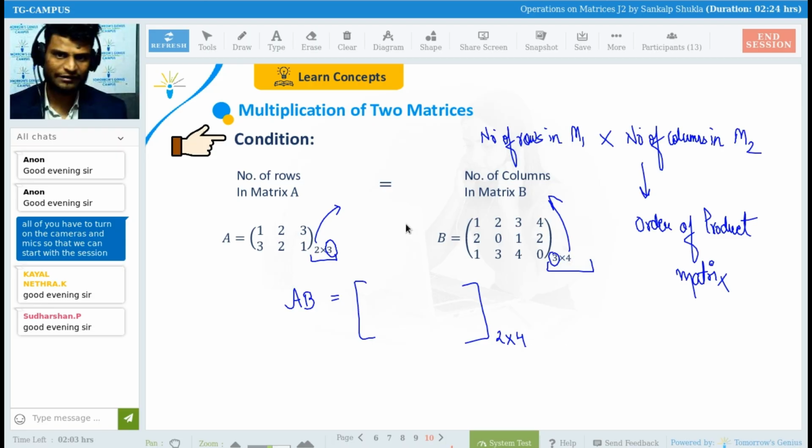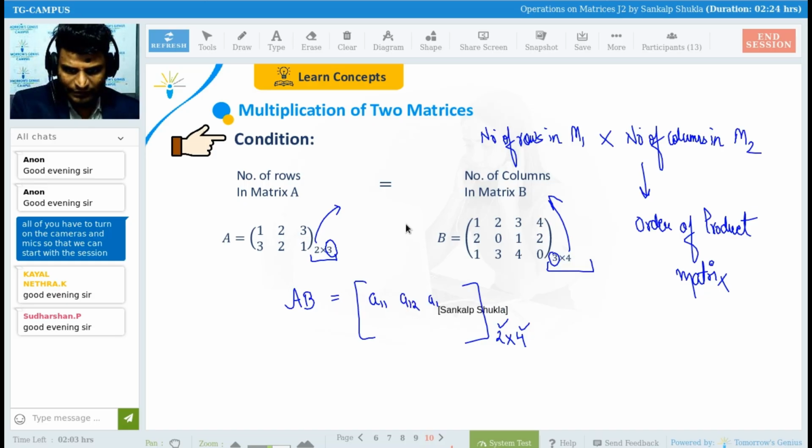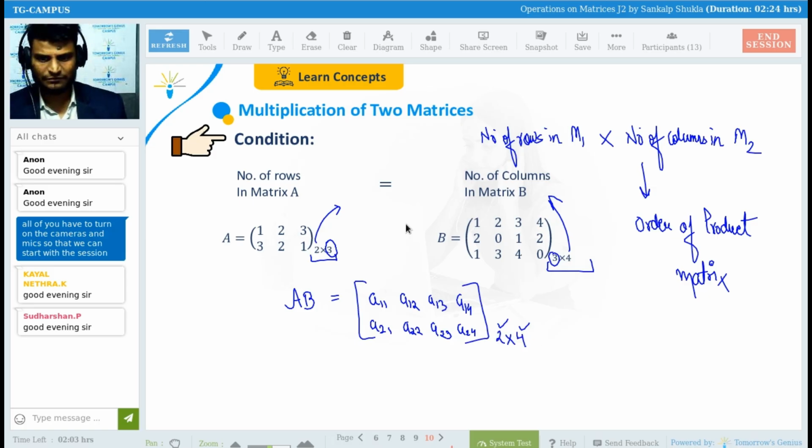Now once you know the order of the matrix, you can have a rough idea of that matrix in your mind. Like how will a 2 cross 4 matrix look like? It will be having 2 rows and 4 columns. So it will be like this one, A11, A12, A13, A14, and A21, A22, A23, A24. This is going to be the product matrix, it will look like this matrix. Okay, so you have to do this thing.